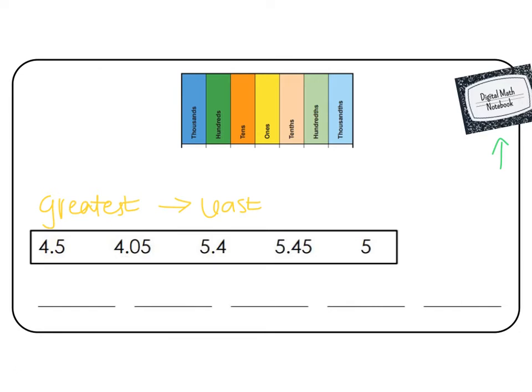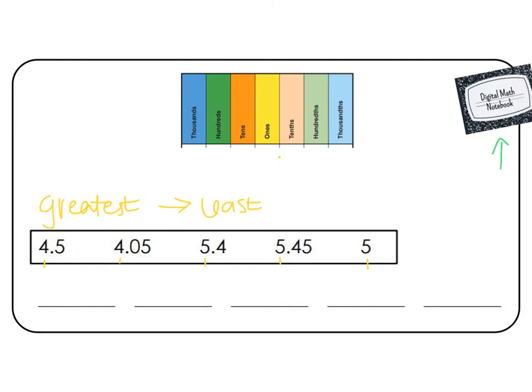Okay, so when I think about the greatest number, I want the biggest number in the biggest place value. So if I look here, I have 4, 4, 5, 5, 5, okay? Well, I know that it's got to be one of the 5s because I want to start with my greatest number. So I'm going to look at those 5s and I'm going to write them in my place value chart. So my decimal would go right here.